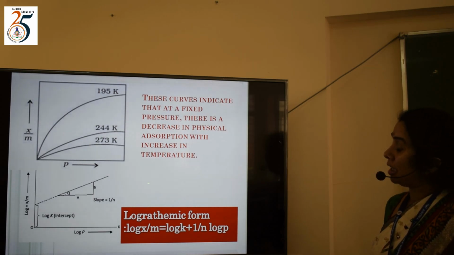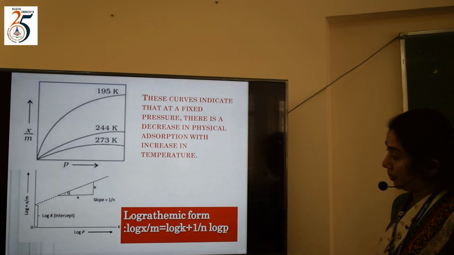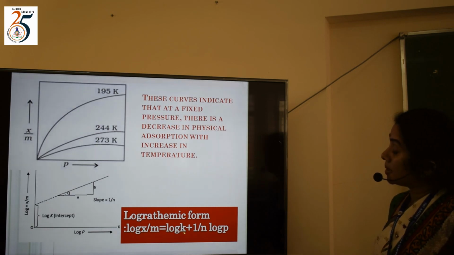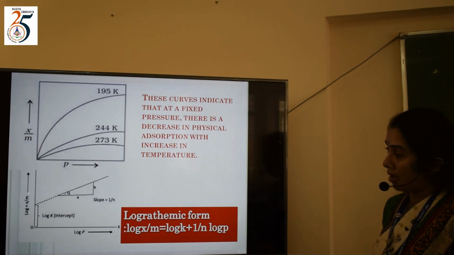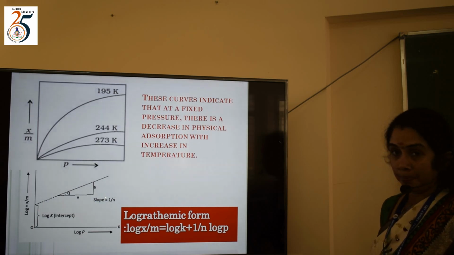Now the logarithmic form of that equation. The logarithmic form of the equation is log x by m is equal to log k plus 1 by n log p. So this is the logarithmic form of the Freundlich adsorption isotherm equation. Now this resembles a straight line equation. So when you plot log x by m against log p, as shown here in the second graph, you will get a straight line, its y-intercept is log k, and the slope of the graph is 1 by n.